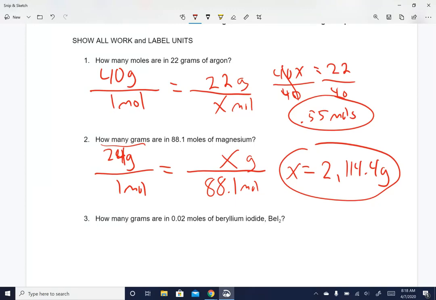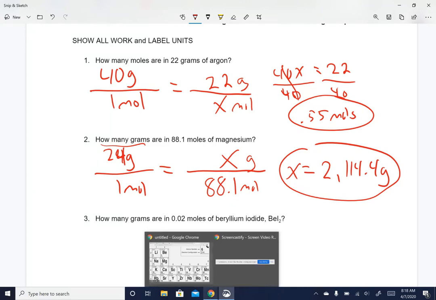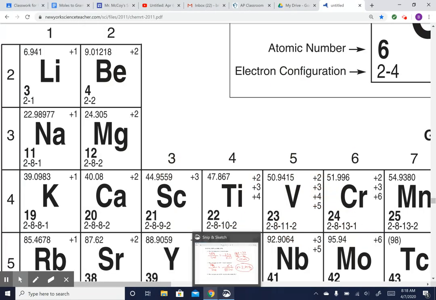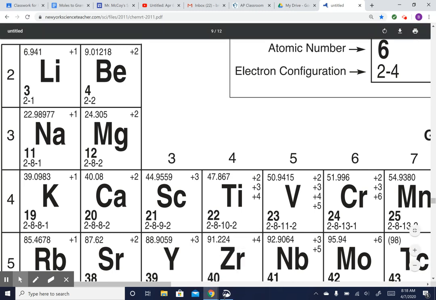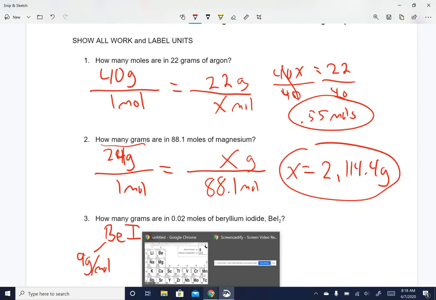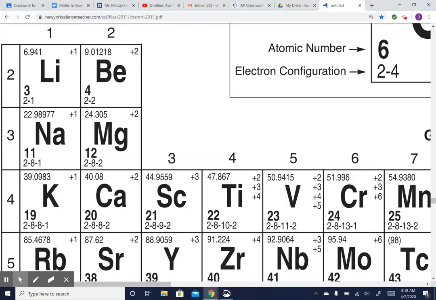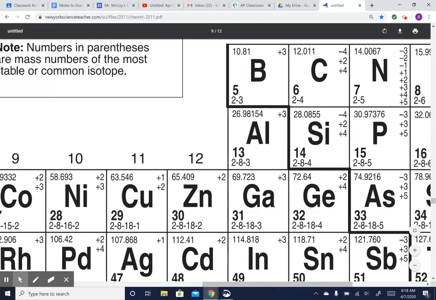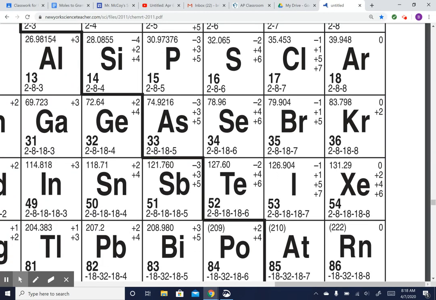How many grams are in 0.02 moles of beryllium iodide, BeI2? So now we go here. Now this is a compound. So Be is 9 grams per mole, right? So if we're doing BeI2, Be is 9 grams per mole, or 9 grams in 1 mole. Now iodine, come over here. Iodine is 127 grams per mole, right? We're going to round that, 127.